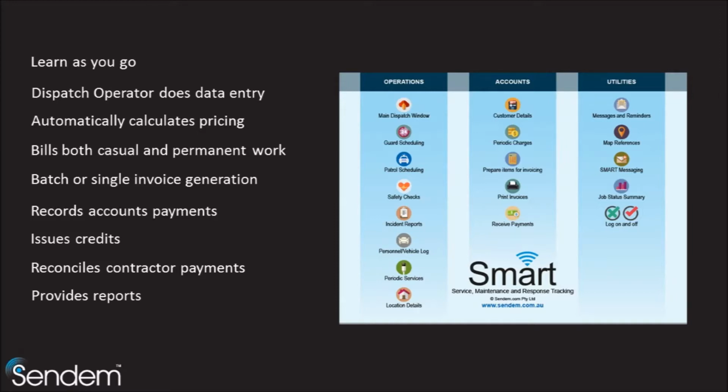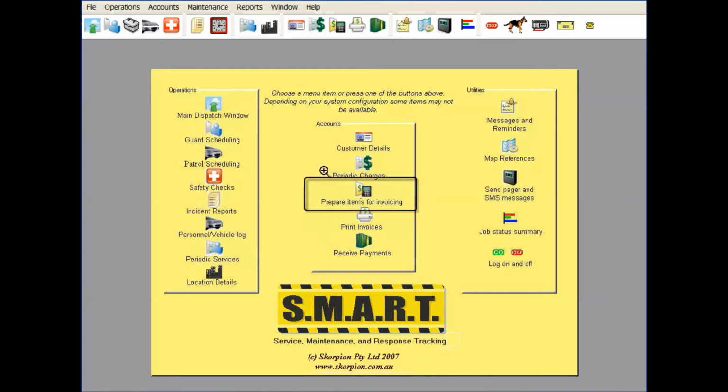If your focus is accounts, you will do most of your work in the Prepare Items for Invoicing window. Right here in the middle is the Prepare Items for Invoicing area, and we'll come back to that to have a more detailed look. Completed jobs and charges which are created anywhere in Smart appear here to be invoiced. Once a job has been created, it can't be deleted. It must be either approved for invoicing or marked Never Invoice. So you don't have to worry about scraps of paper falling off the control room table.